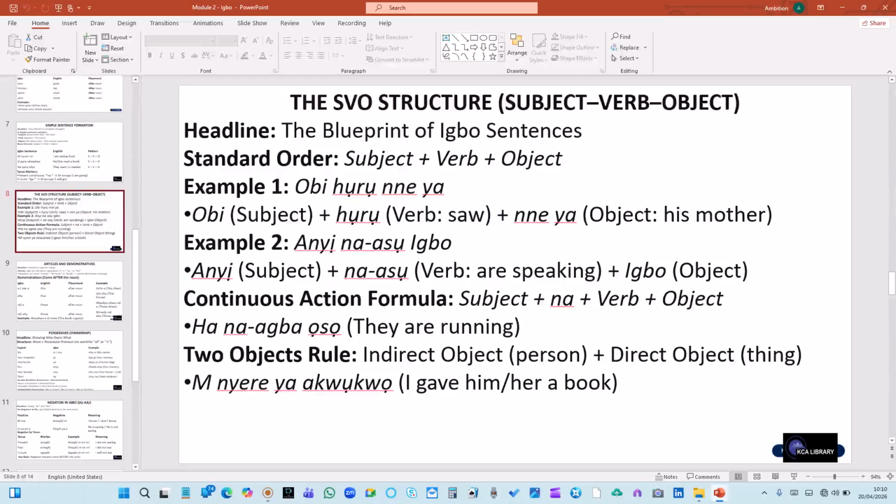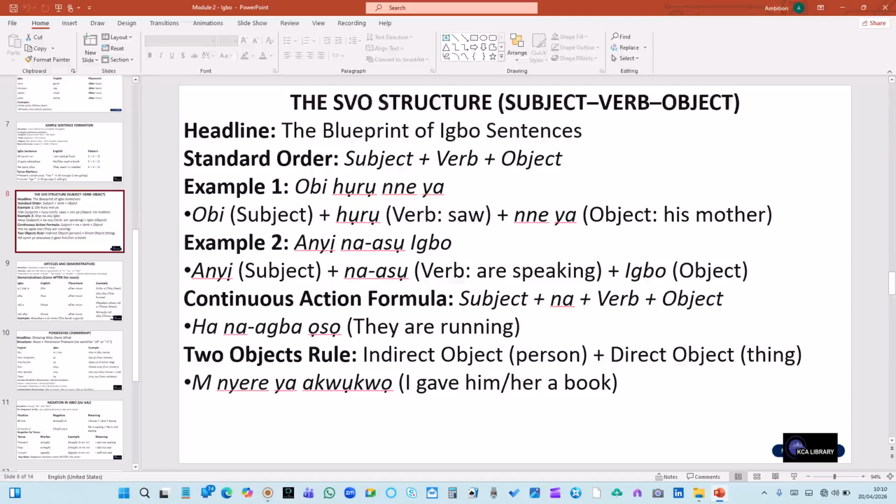So Obi hụrụ nne ya: Obi is the subject, hụrụ is the verb, which means saw, and nne ya, his mother, is the object. Example 2 is anyị na-asụ Igbo. Anyị is a subject. Na-asụ is a verb, which means are speaking. Then Igbo is the object, which means we are speaking Igbo. Then the continuous action formula: subject plus verb plus object. Ha na-agba ọsọ, which means they are running.